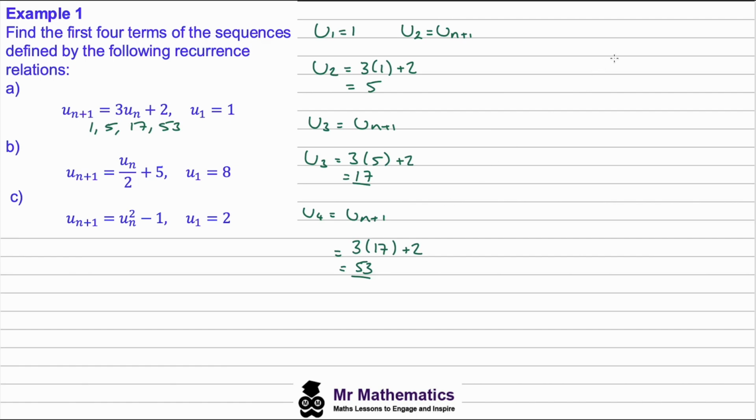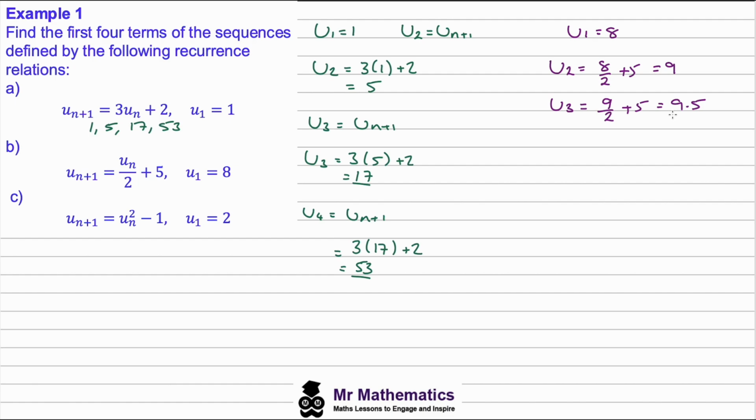And then for question B, we've been given u1 is 8, and we need to work out u2. So we'll substitute the previous term into here, and this is u1. So we'll have 8 over 2 plus the 5, and 4 plus 5 will give us 9. And then u3, this will be u2 over 2 plus 5, and this will give us 9.5.